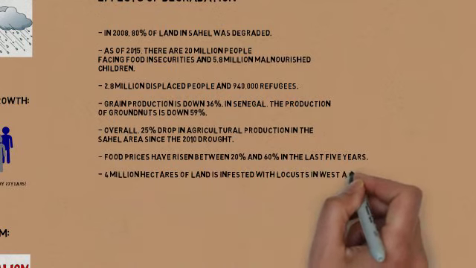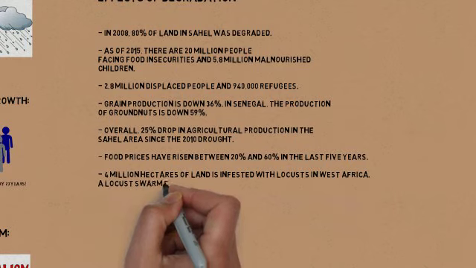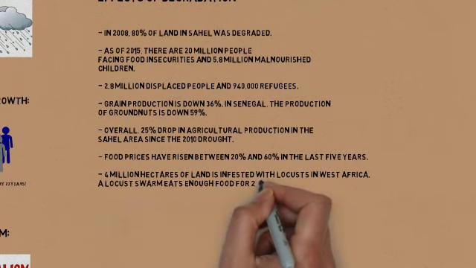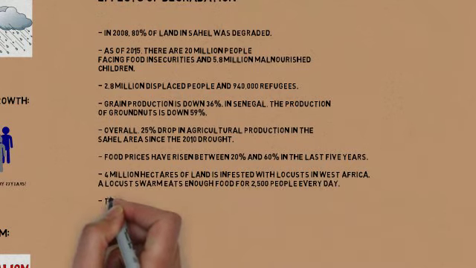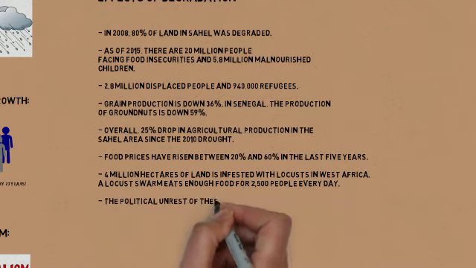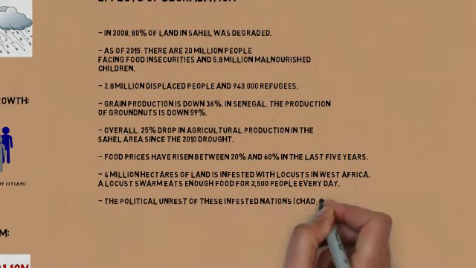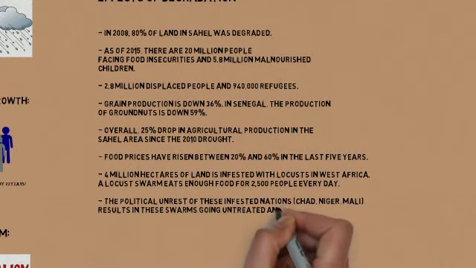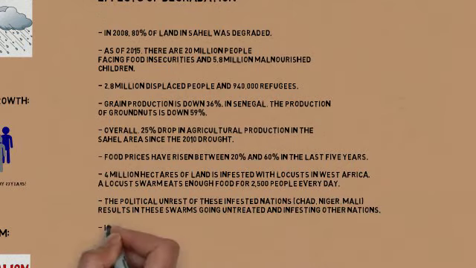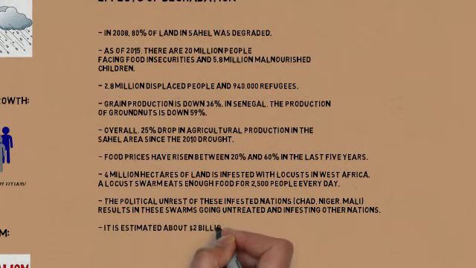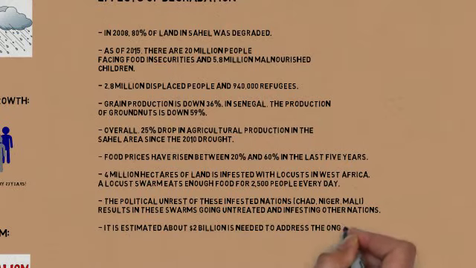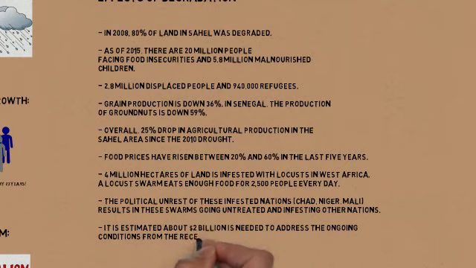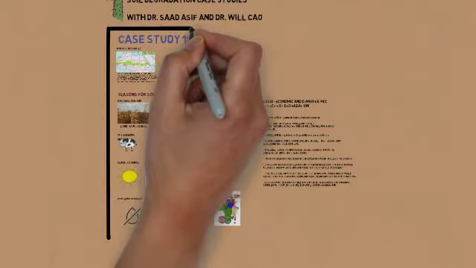4 million hectares of land is infested with locusts in West Africa, and a locust swarm eats enough food for 2,500 people every day. The political unrest of these infested nations, which include Chad, Niger, and Mali, results in these swarms going untreated and infesting other nations. It is estimated about $2 billion is needed to address the ongoing conditions from the recent droughts and degradation.